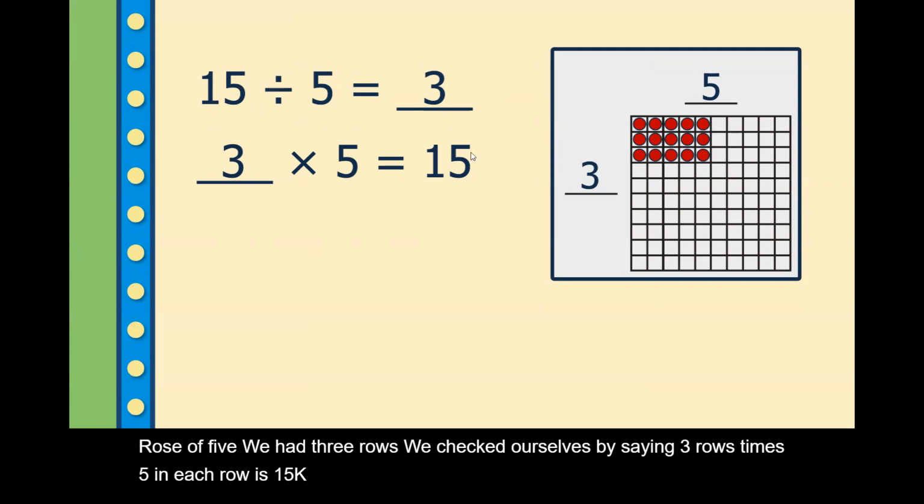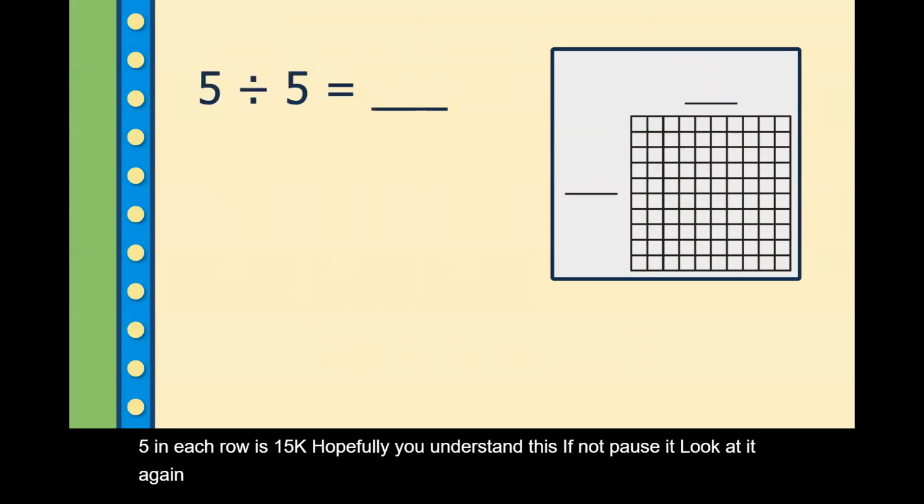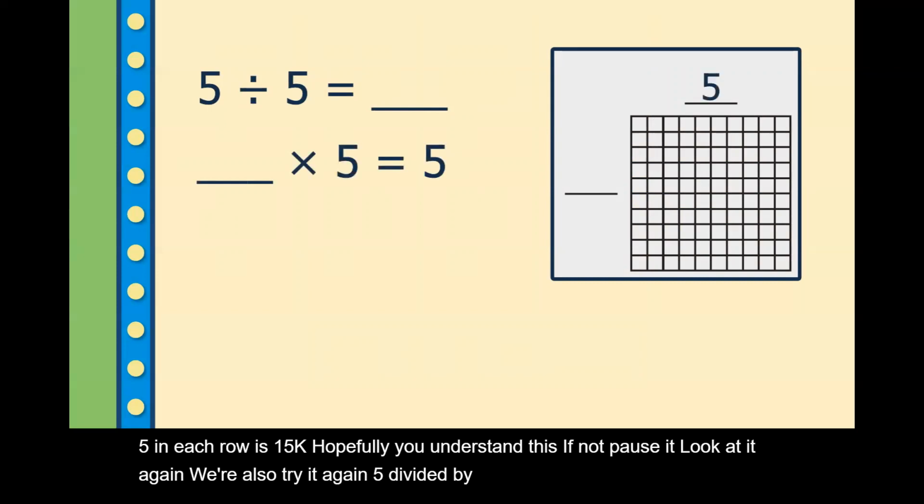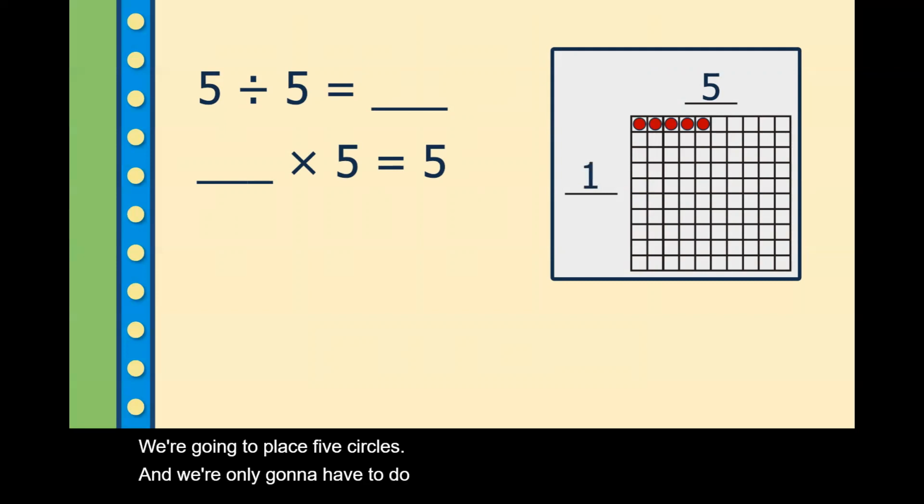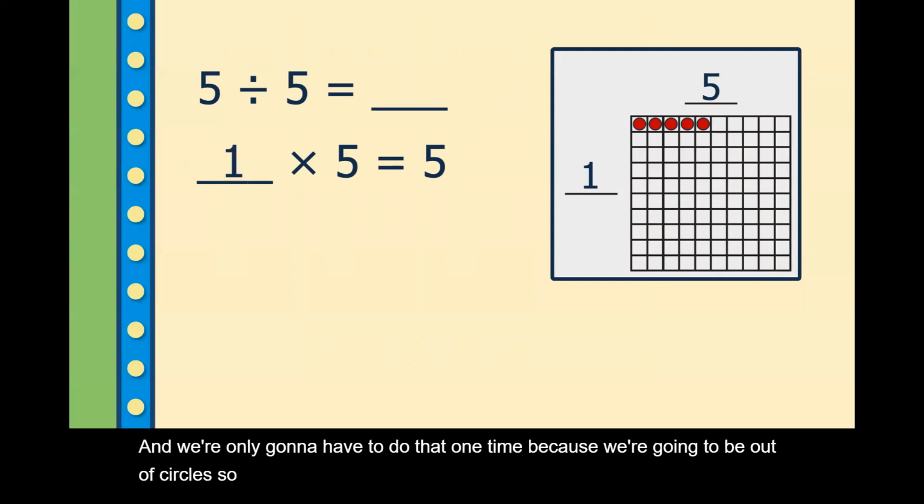Okay, hopefully you understand this. If not, pause it, look at it again. We'll also try it again. 5 divided by 5. So we're going to put 5 up top. We're going to place 5 circles. And we're only going to have to do that one time because we're going to be out of circles. So 1 row of 5 is equal to 5. So that's the same as saying 5 divided by 5 is 1.